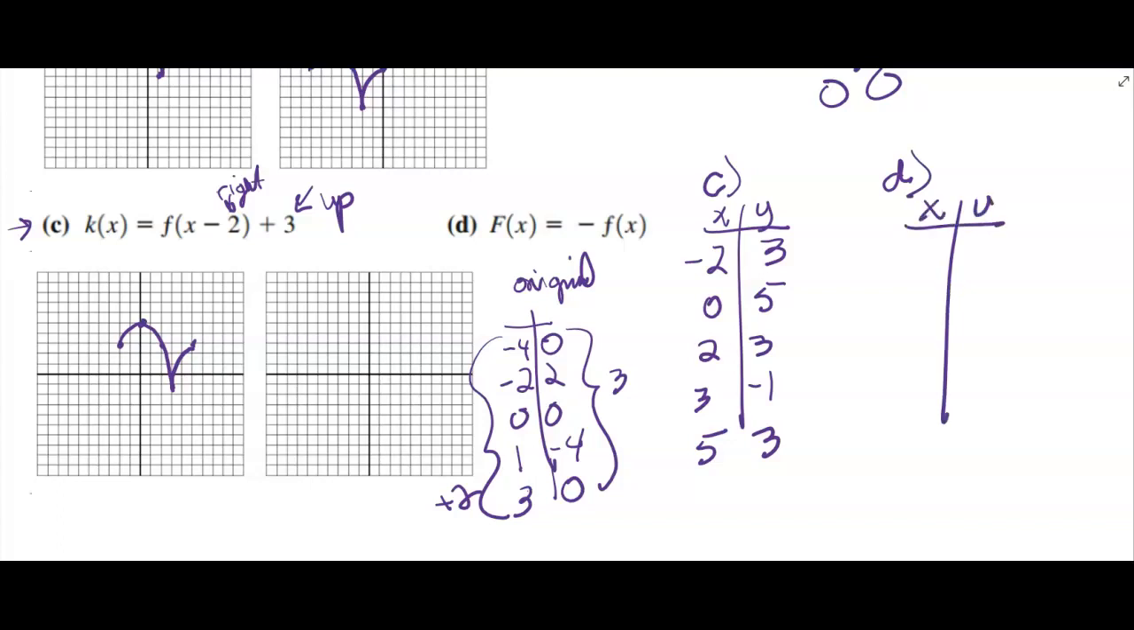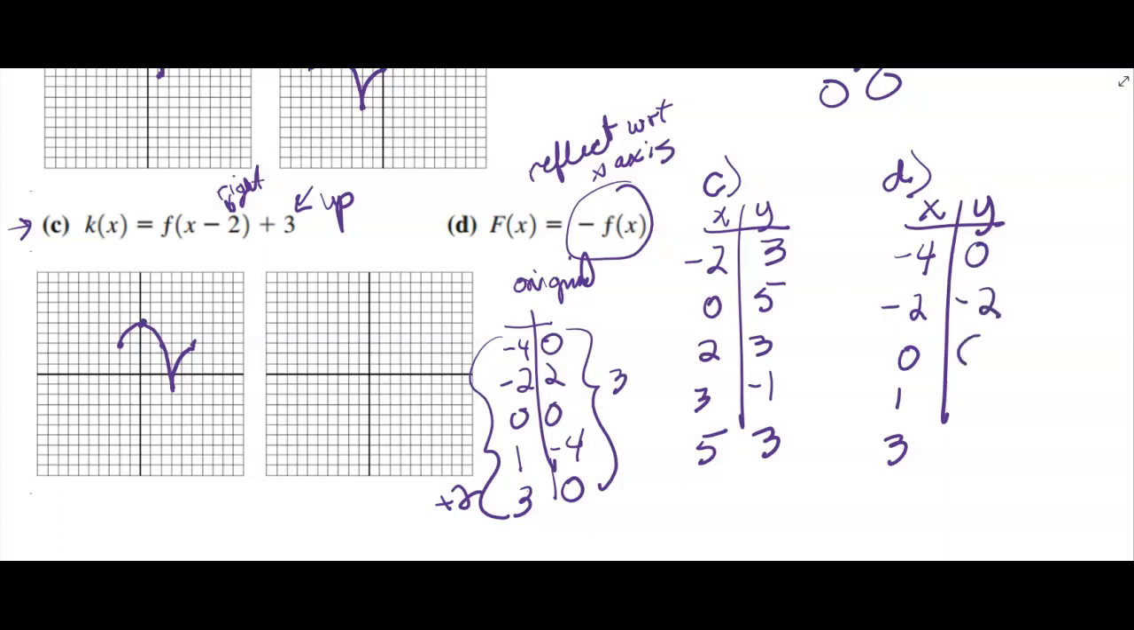Let's look at a table of values here. So we're doing the opposite. We're expecting it to go upside down. Reflect with respect to the x-axis. Okay, so because it's the x-axis, all the y's are going to change their sign. So we're going to keep x the same. And then all of these are going to be the opposites. Opposite 0 is still 0. 4, 0. Okay, so let's see what happens when we graph those points.